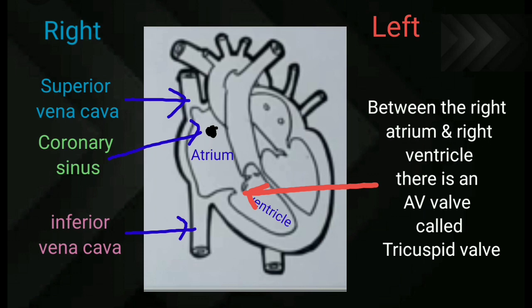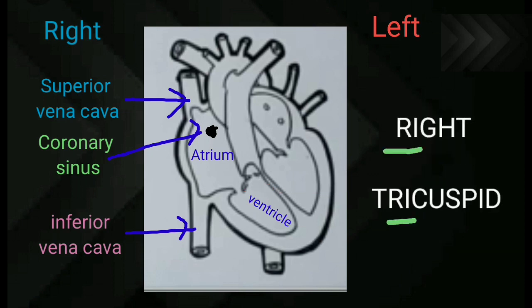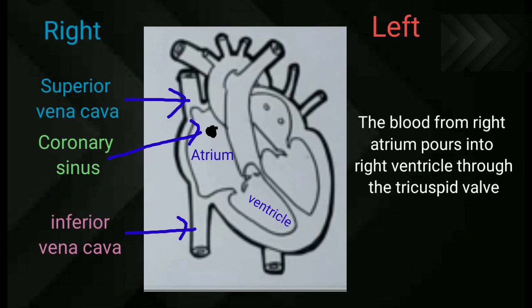I'll give you a small hint to remember, because when I was a student, I used to get confused between tricuspid and the other one which is there in the left side. So there's a trick that right side has RI in it and tricuspid also has a RI in it. So learn it in this way, that tricuspid is there in the right side. It is a right AV valve that is between the right atrium and the right ventricle. So the blood from the right atrium pours down into the right ventricle through this tricuspid valve.